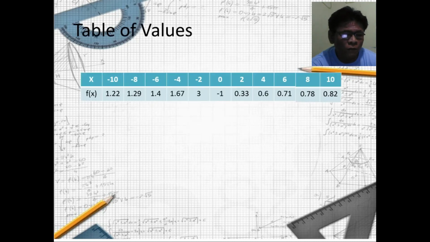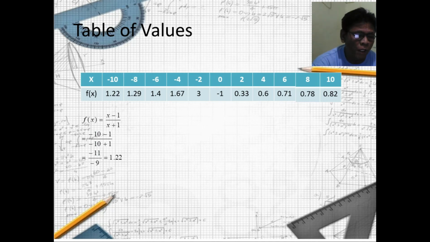To construct the table of values, do not include negative 1. Then you choose numbers from negative 1 toward positive infinity. This is why I chose 0, 2, 4, 6, 8, and 10. Then from negative 1 toward negative infinity, I will choose negative 2, negative 4, negative 6, negative 8, and negative 10. So we solve for the value of f of x.